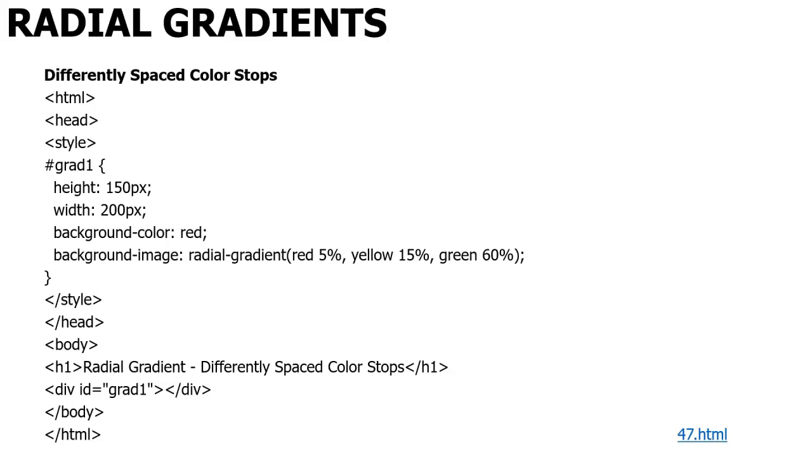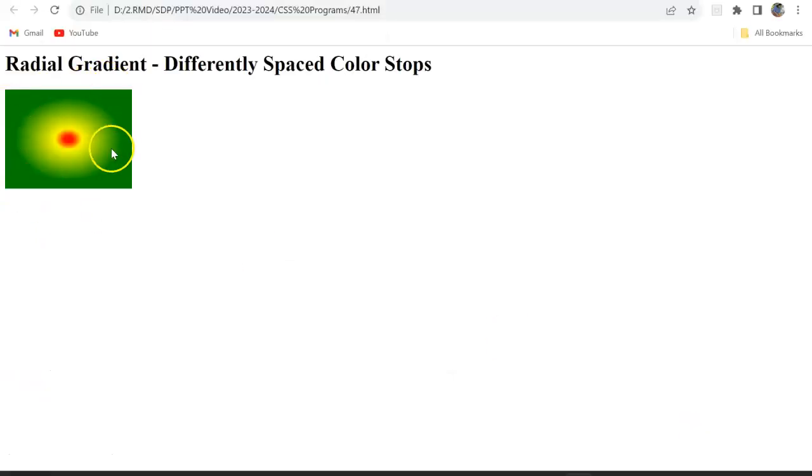So if I want the weightage to be given to green color, I want the green color to be applied more, then I'll give like this 60. So when comparatively 60 is higher, green color dominates over red and yellow. Okay, so same ID creation, and it is called here. See the output here.